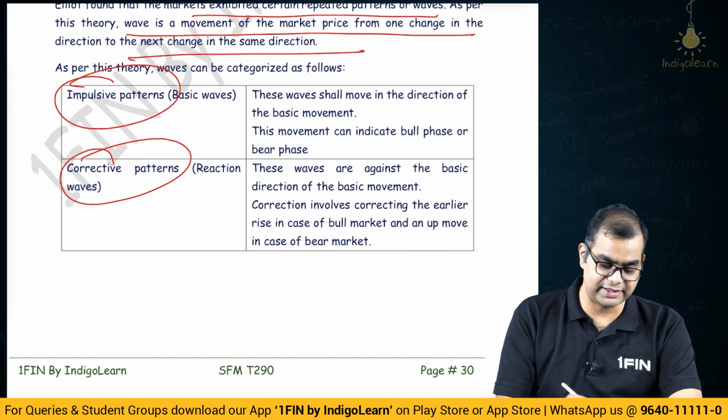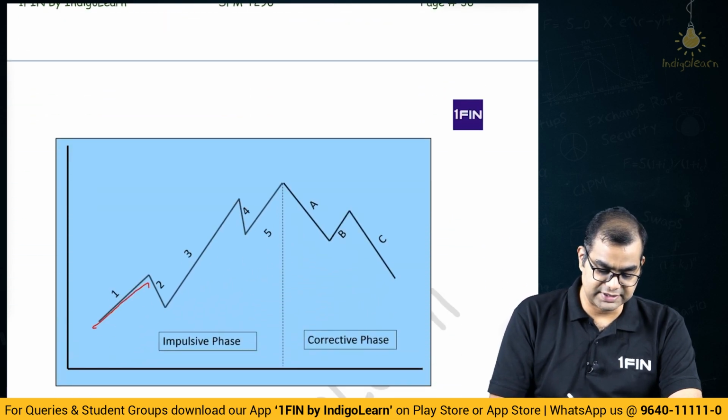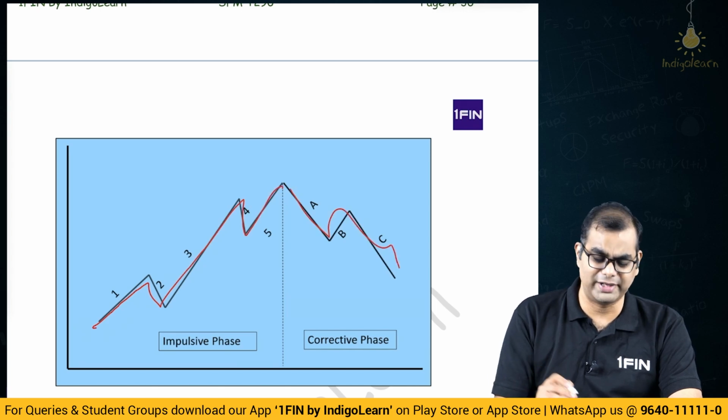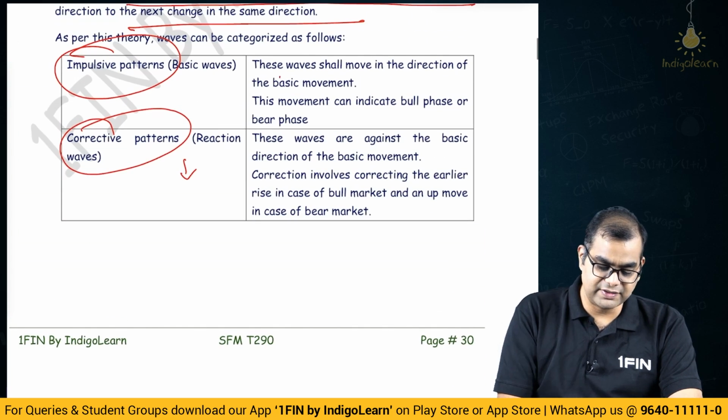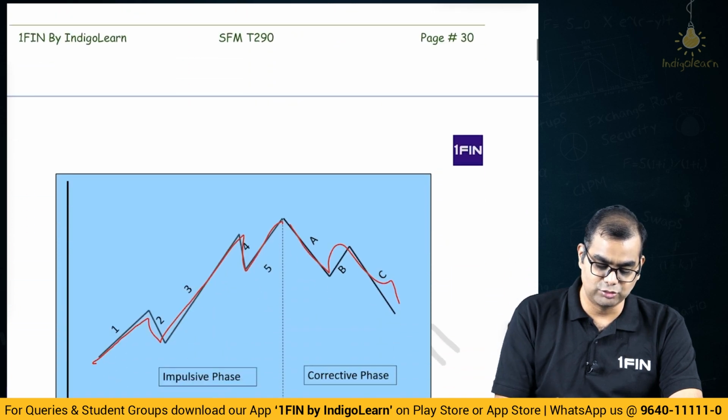Impulsive are basic waves, corrective patterns are reaction waves. This is the impulsive phase. This is the corrective phase. So, this also looks like bull and bear only. In the impulsive phase, these waves move in the direction of the basic movement. The movement can indicate a bull phase or bear phase. Corrective waves are against the direction of the basic movement. Correction involves correcting the earlier rise in case of a bull market and up moves in case of a bear market.